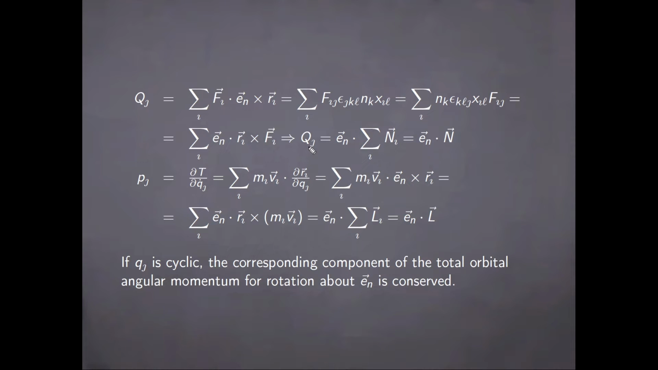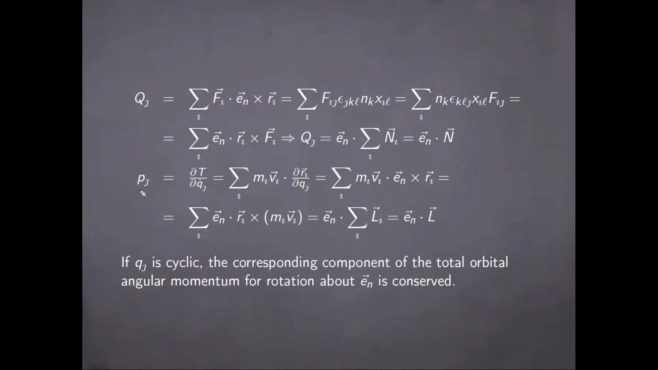And what this amounts to is essentially a cyclic permutation of the vectors here in obtaining the result given here. So the conclusion being that Qj is the dot product between the direction of rotation and the sum over particles of these cross products, which are just the torques applied to each particle, and such that their sum is the total torque that is being applied to the system.